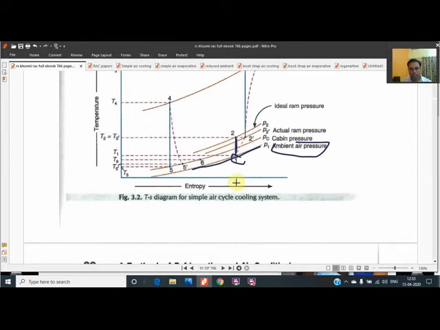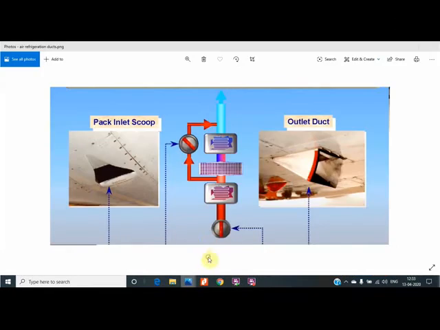You can see as soon as the air was stopped, we have taken the air from the atmosphere. This ramming process takes place and air gets compressed free of cost. For this one image I have taken, because the image I have taken from the net also.